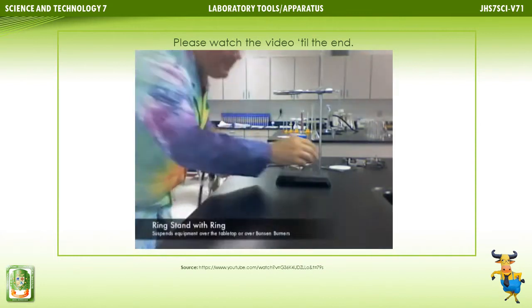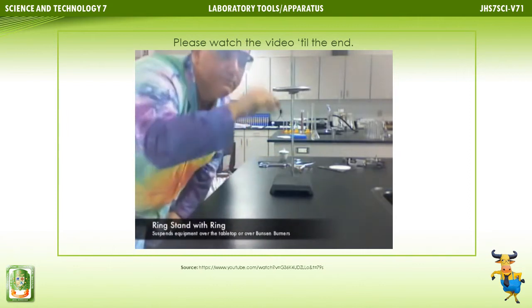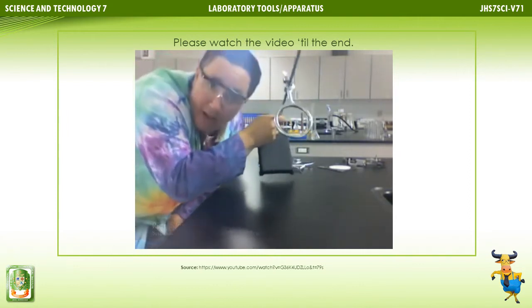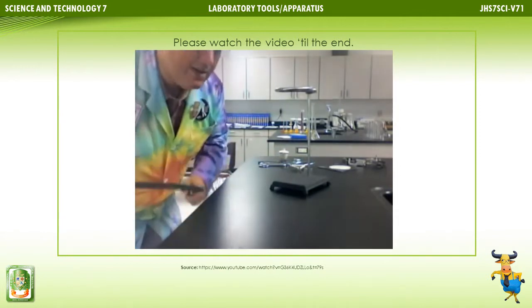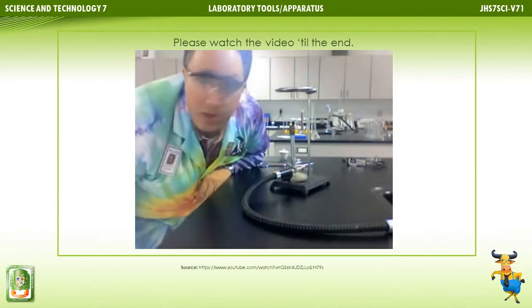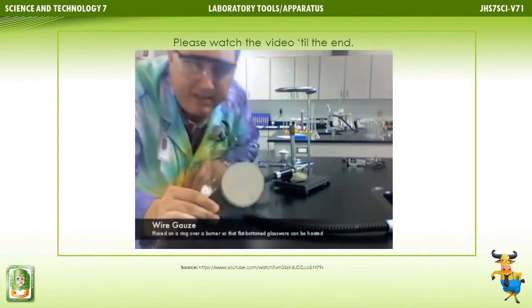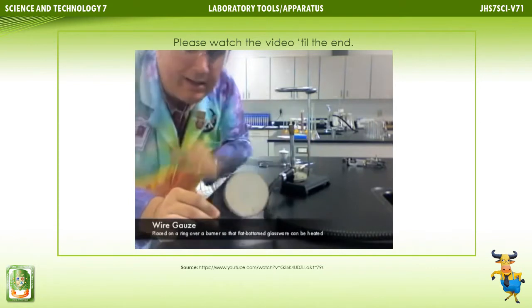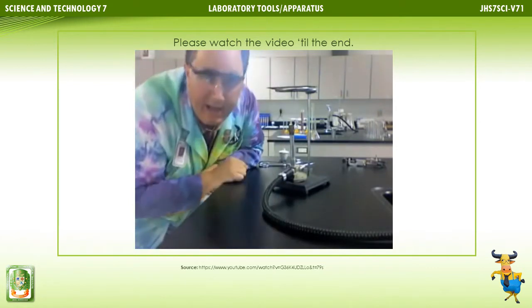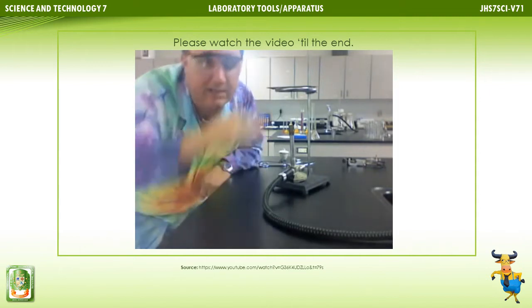First of all, it's the ring stand. It's simply a stand with, ta-da, a ring. The ring stand will be used over the Bunsen burner. You can use wire gauze. Wire gauze has a heat-resistant material here in the center. When we put it on the ring, now we can set flat-bottom things like beakers and Erlenmeyer flasks on the wire gauze.